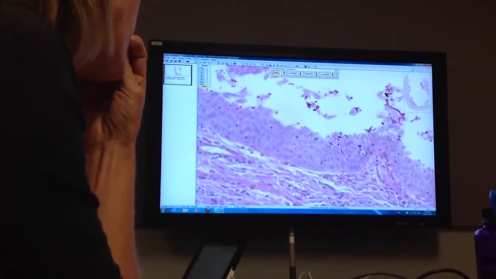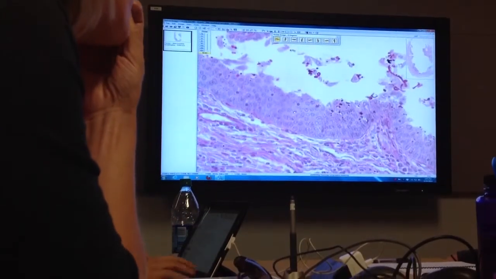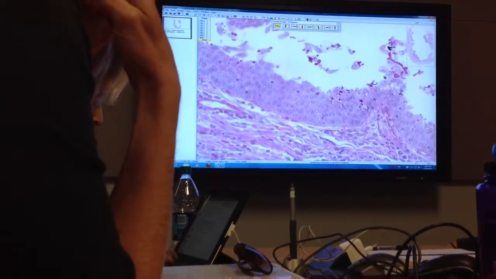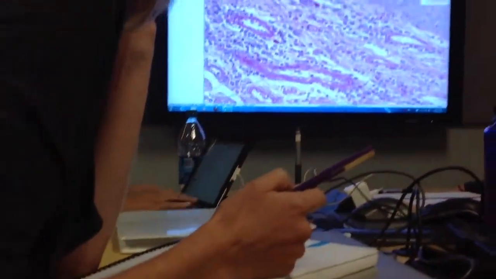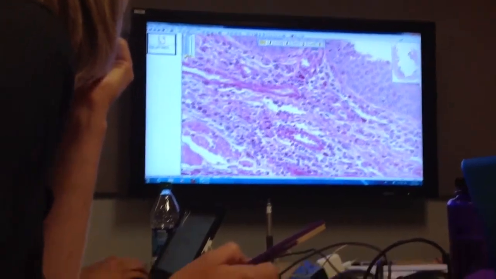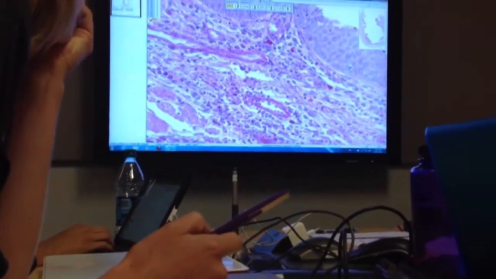So let's see if we can knock out our questions. So we talked about the inflammation. Does this look acute or chronic? Did you guys look at these inflammatory cells? So acute, what kind of inflammatory cell would you say? Neutrophils. Do you see any of those?